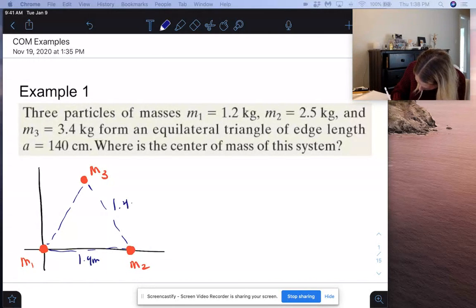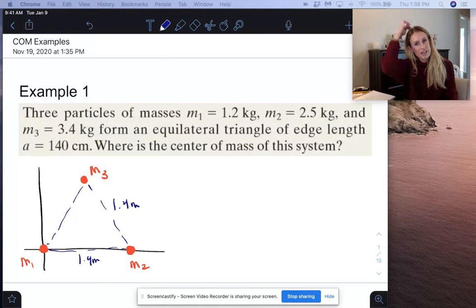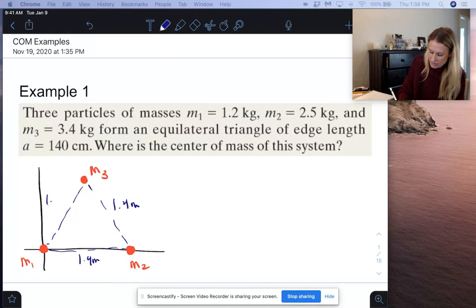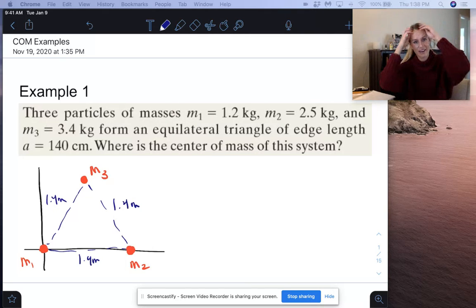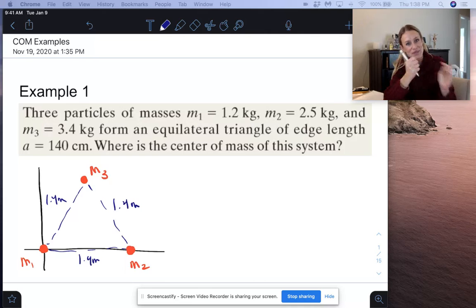And you can keep it in centimeters. It's totally fine. You'll actually get centimeters for your answer. This is one of the rare chances where you can actually keep it in centimeters, because you'll just get your answer in centimeters.